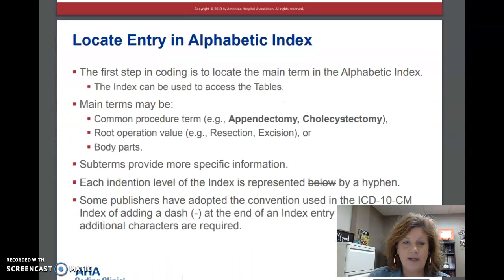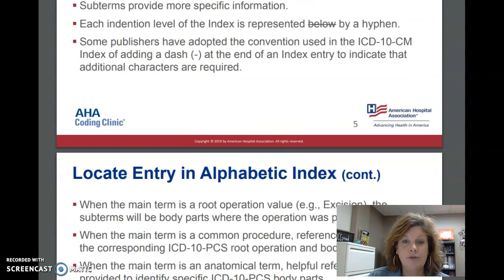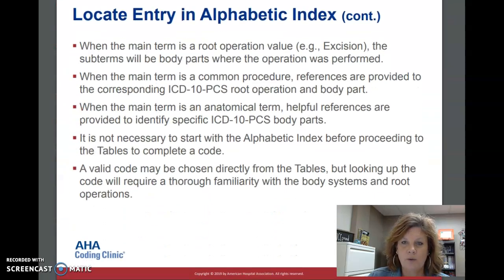Okay, so let's go ahead and just talk here. The first step in coding is locate it. All right, so they're giving us main terms. So we have an appendectomy, cholecystectomy. Our root value here, again, resection, excision. Subterms provide more specific information. Some publishers, it depends. I think we use Buck, so again, they'll have a little dash.